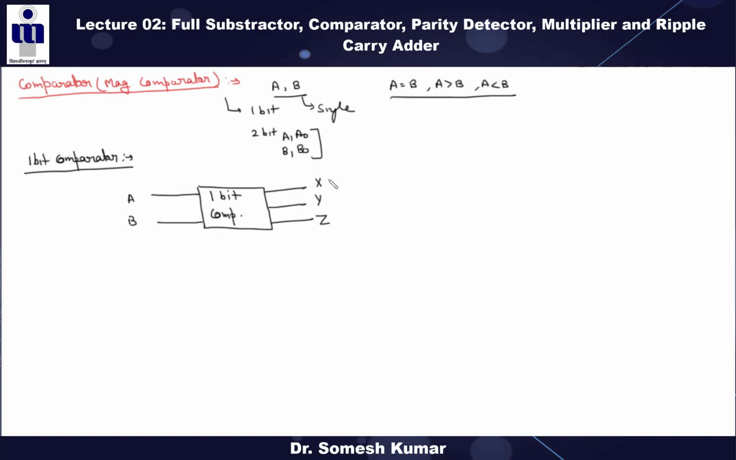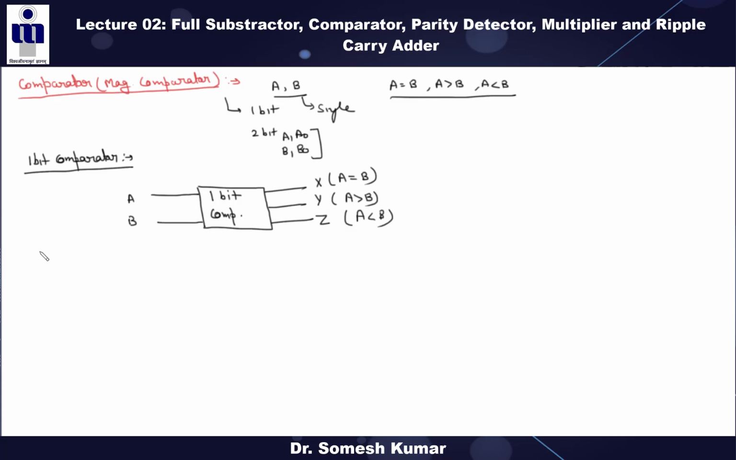In X we can say A equal to B. This is your X, and in Y we can say A greater than B, and in Z we can say A less than B. These are the notations; you can define them with names other than X, Y, Z. Clear? So our first step is completed. We have already found the number of inputs and outputs.